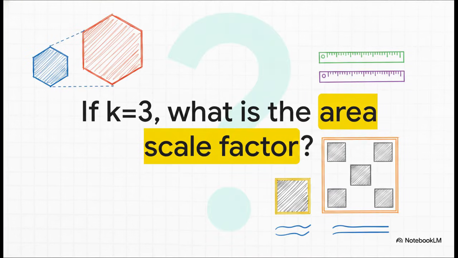Moving right along to check B. Let's test how lengths and areas scale differently. Imagine you're given a length scale factor of k equals 3 for 2 similar polygons. What is the area scale factor, and exactly how do their perimeters compare?